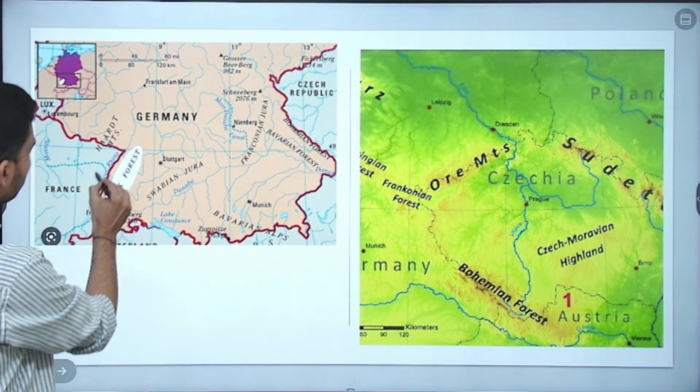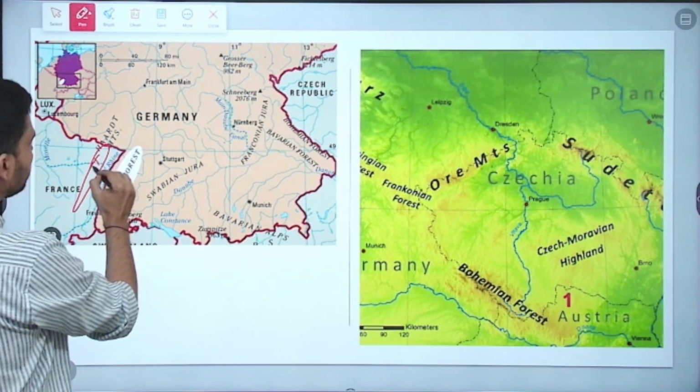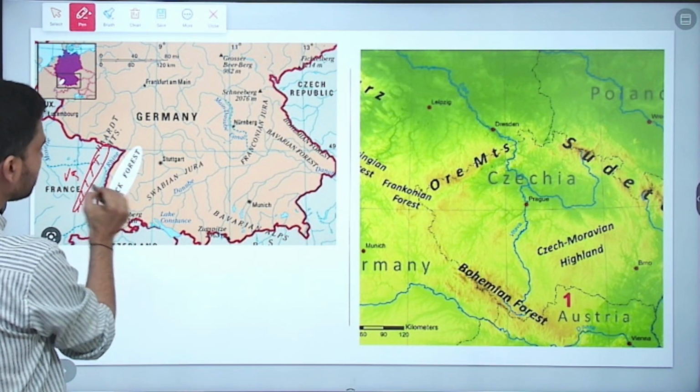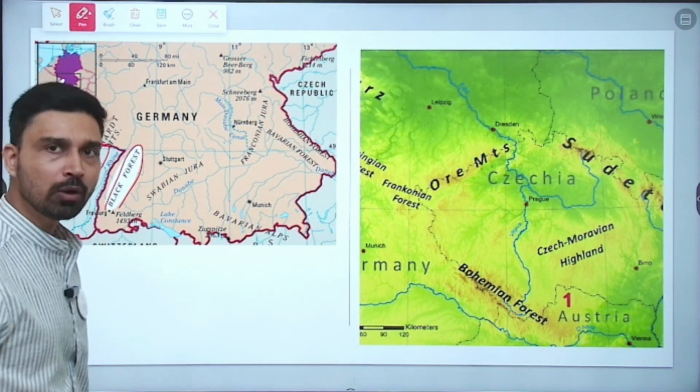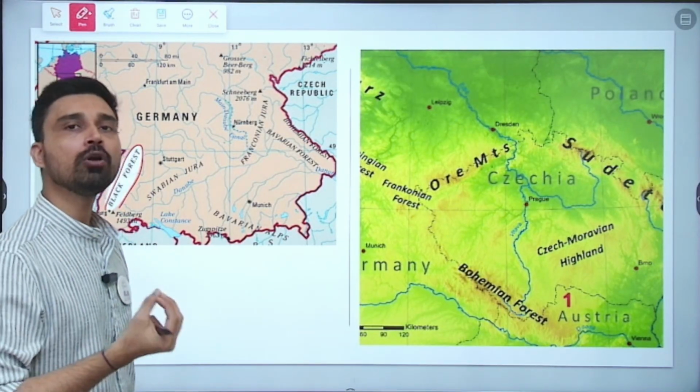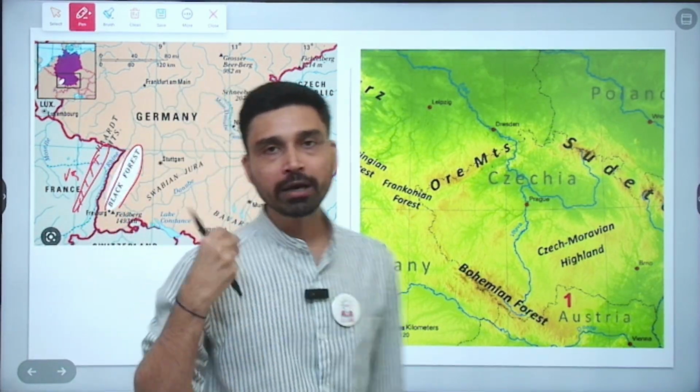This is the Black Forest. This side we have discussed. I told you is the Vosges mountain. This is Vosges, this is Black Forest. Black Forest is also a mountainous area. It is also an example of what you can call the block and fault mountain.